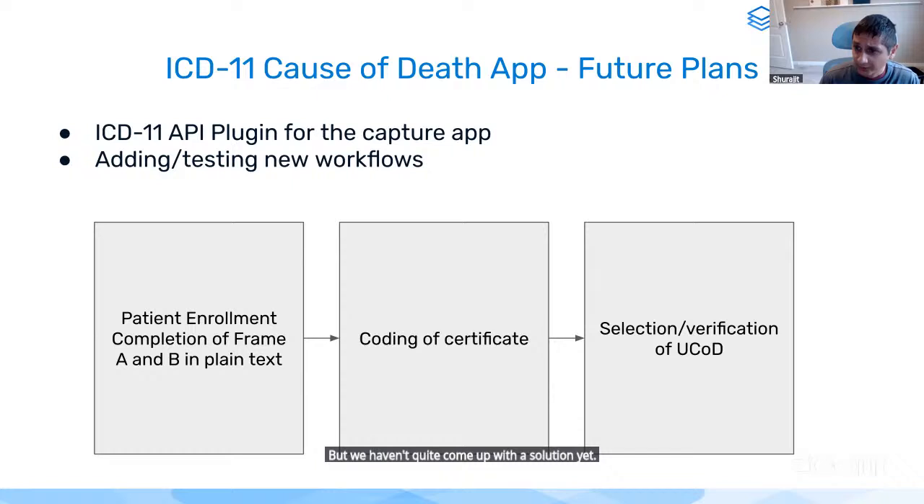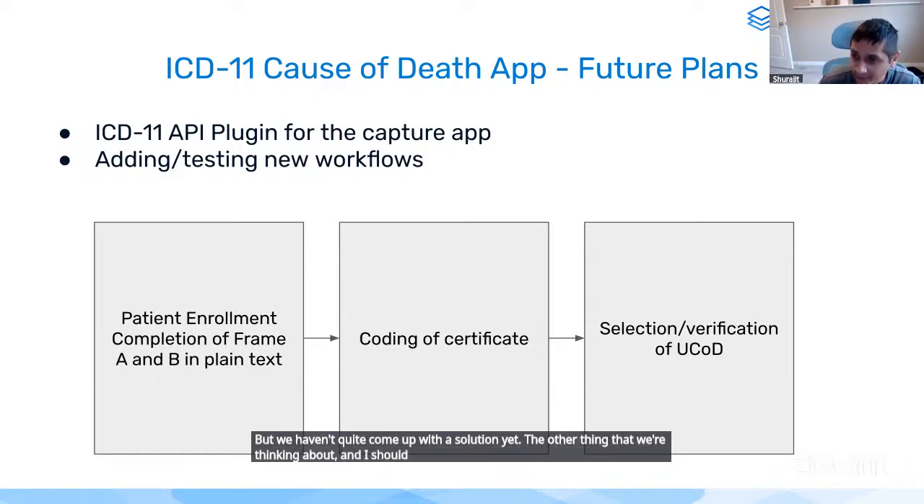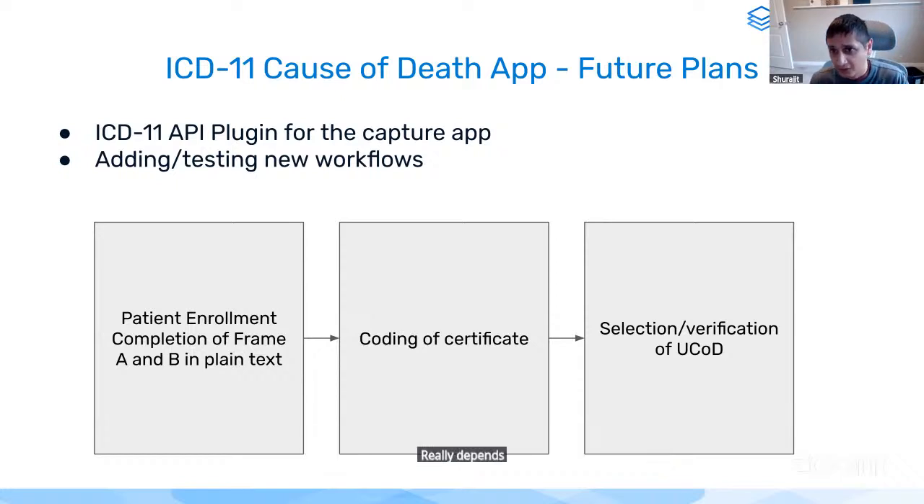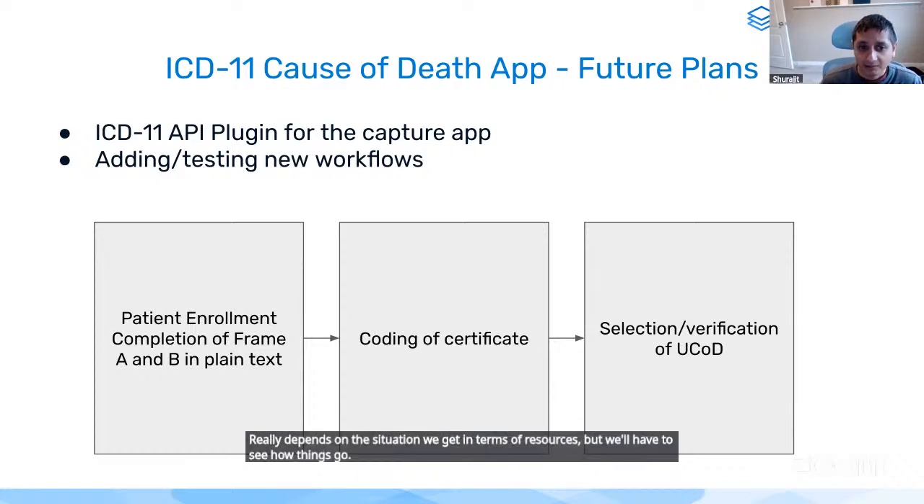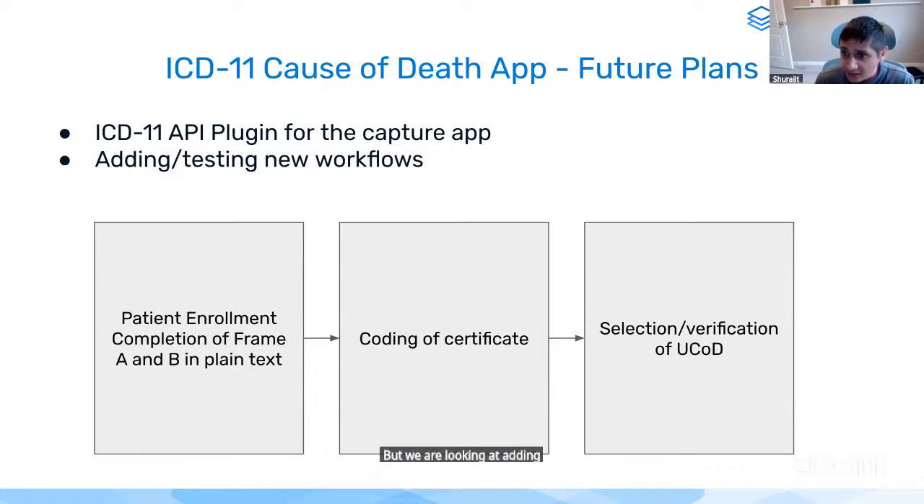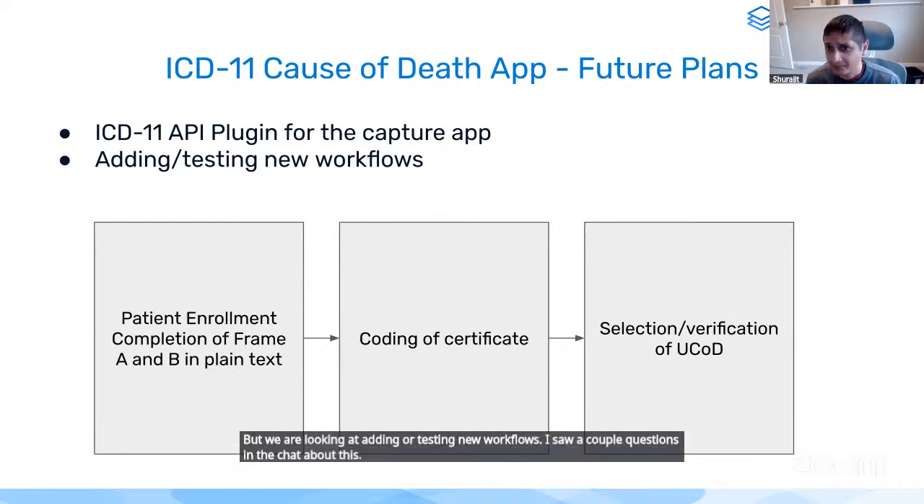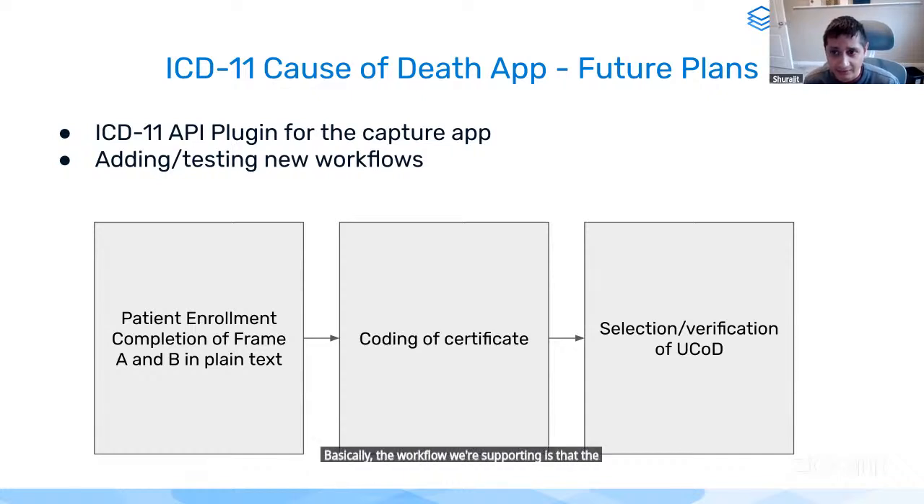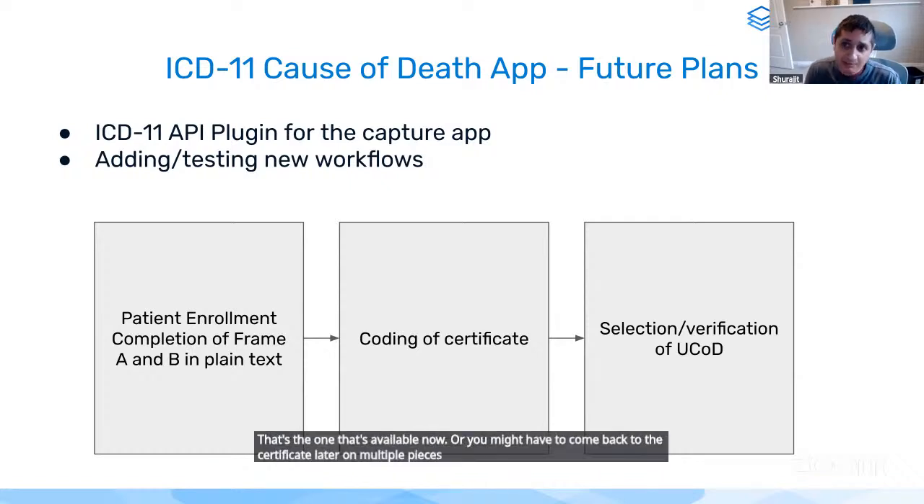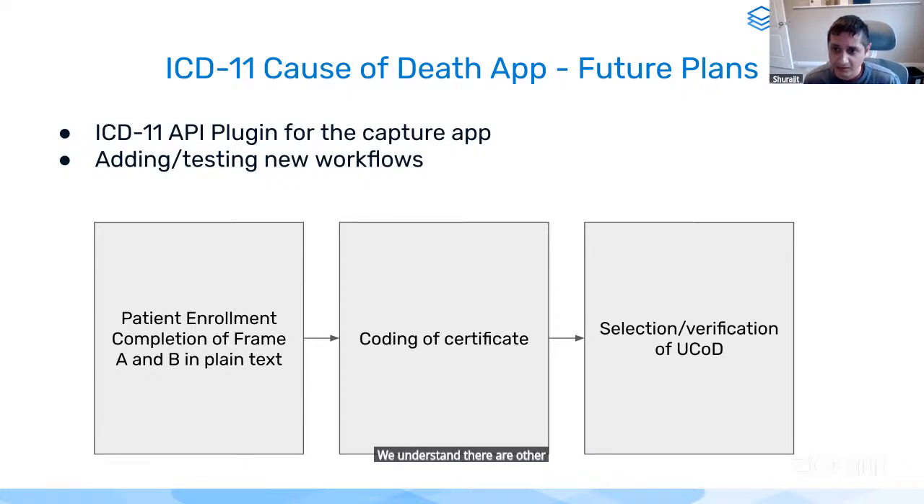The other thing that we're thinking about, and I should add, none of this is promised at this point in time. It really depends on the situation we get in terms of resources, but we'll have to see how things go. But we are looking at adding or testing new workflows. I saw a couple questions in the chat about this. Basically, the workflow we're supporting is that the certificate is filled in, right? That's the one that's available now, or you might have to come back to the certificate later on, multiple pieces, but it's not really supported in the most intuitive way. We understand there are other workflows.